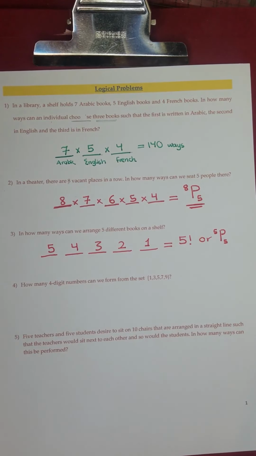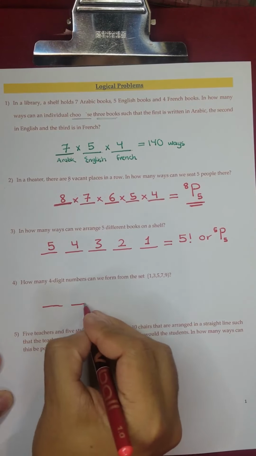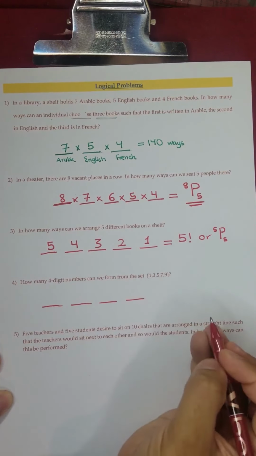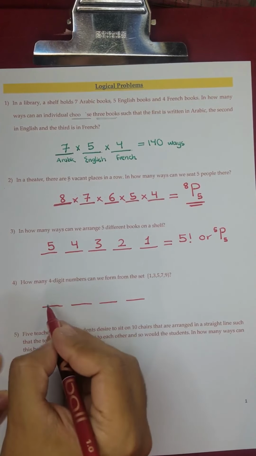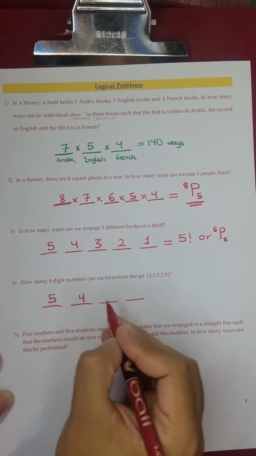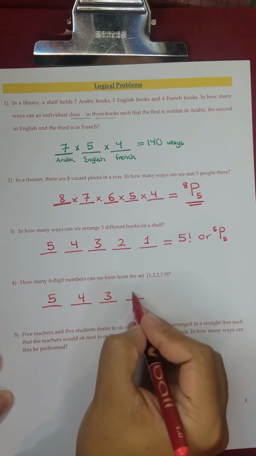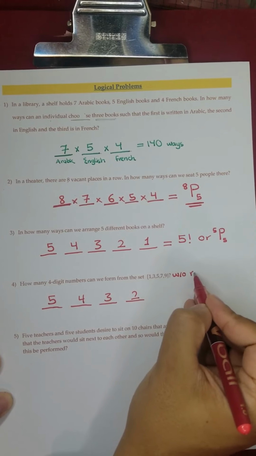Let's move on to number 4. How many 4-digit numbers can we form from the set 1, 3, 5, 7, 9? Okay. So 4-digit numbers. How many actions are these? These are 4 actions. And then how many choices do we have in the first one? 1, 3, 5, 7, 9. There are no conditions. So I have 5 choices. And then 4 choices. And then 3 choices. And then 2 choices. I think the question here is without repetition.